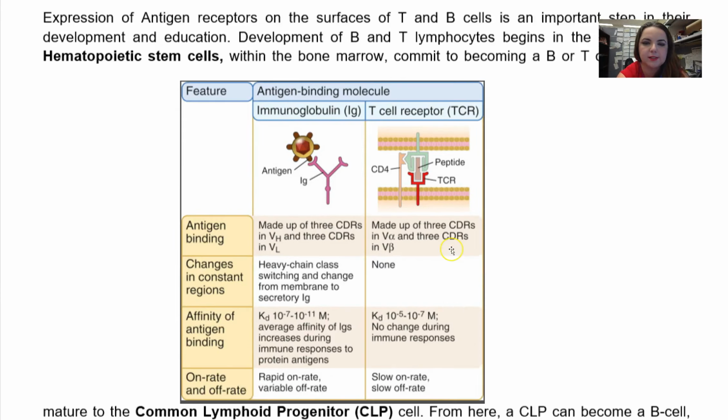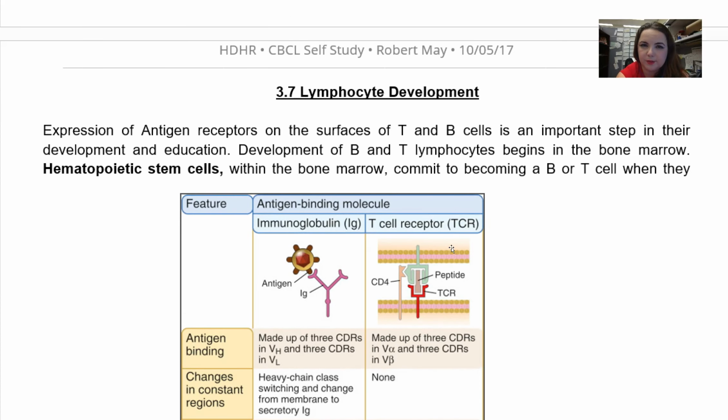This stuff is complex. Now we're also going to get into lymphocyte development here. This session and next session, we're going to talk about how we make T cells and B cells.